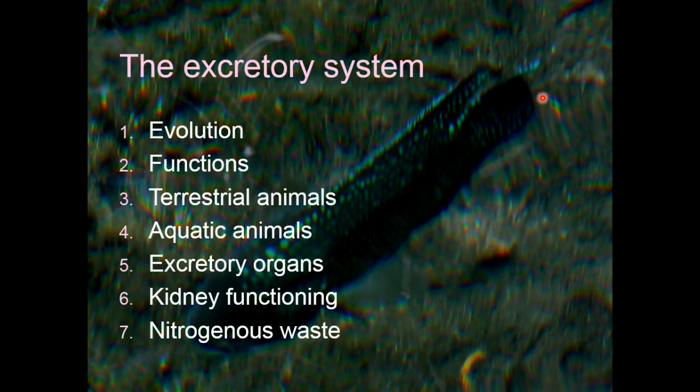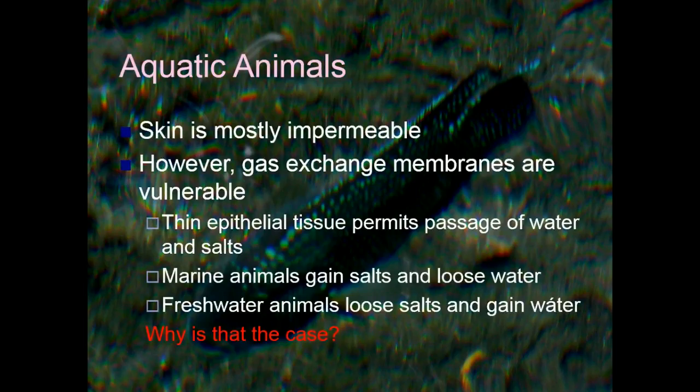Okay, now we move on to the next section, aquatic animals. Now we talked about many of the issues concerning the excretory system in lab, but it's worthwhile to go through them again here in class. Now, as mentioned previously, fish by and large have impermeable skin to the different salts, water, etc. But of course their thinnest membrane that is important for gas exchange, the epithelial tissue of the gills, is very vulnerable to the uptake or loss of water as well as salts. Now it turns out that through gills, mostly gills, marine animals tend to gain salt and lose a lot of water, and freshwater animals lose salt and gain water.